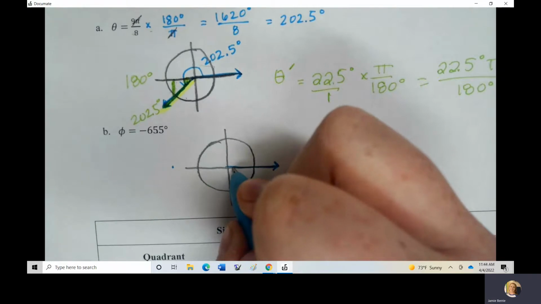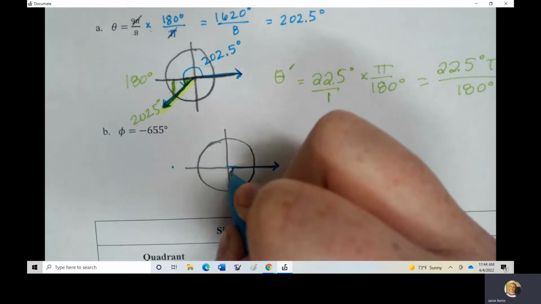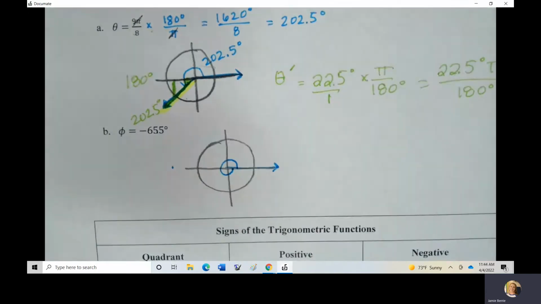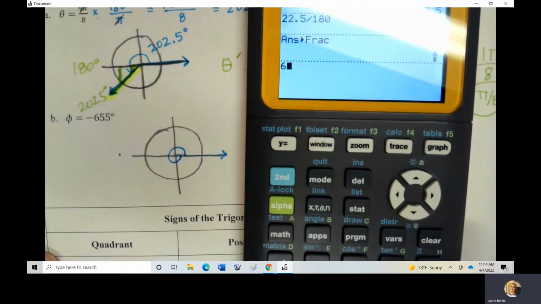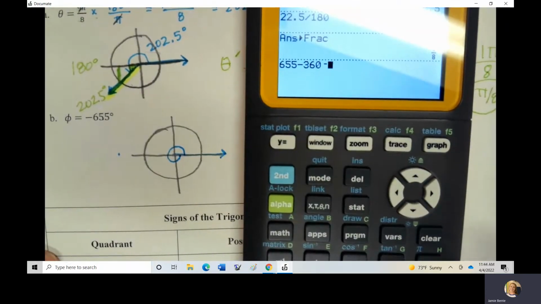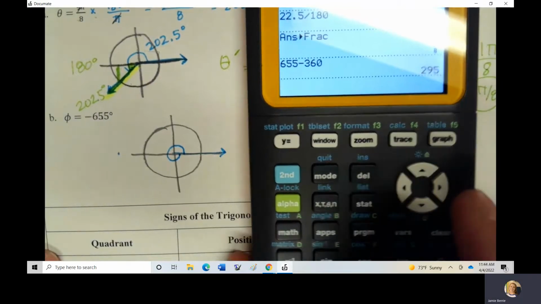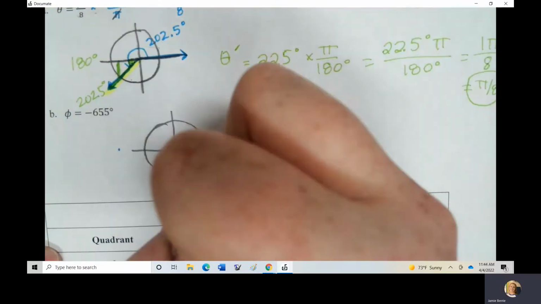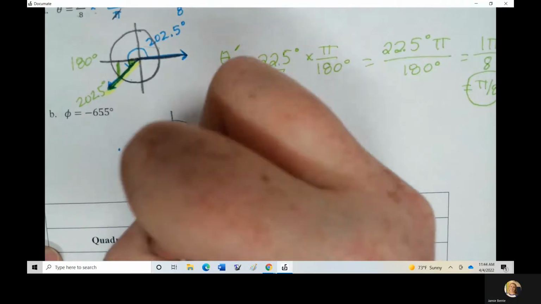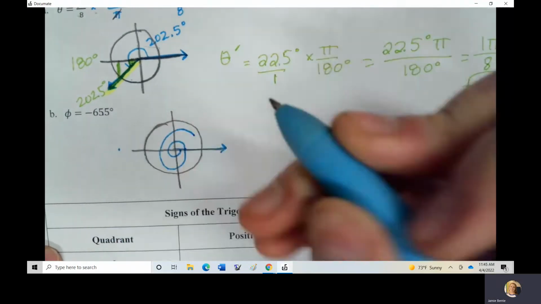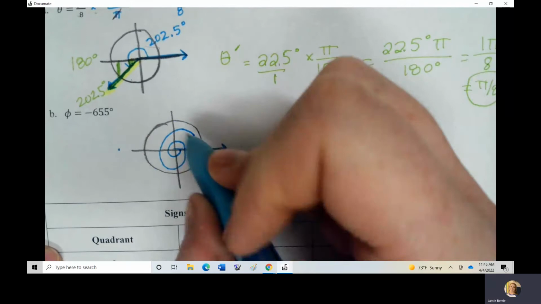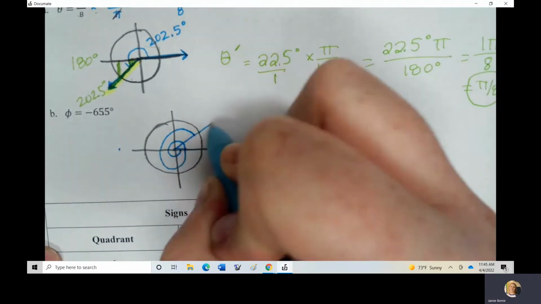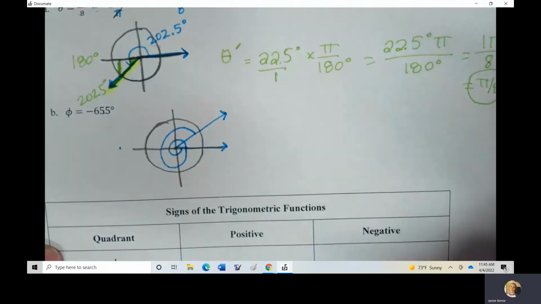All right, so starting with 0 degrees, this is negative 360. Let's see how much we have left. 655 minus 360, 295. So we're not going to revolve all the way around again. Let's see, we're going to go almost all the way around. Let's stop there. That's probably not perfect, but it's good enough for me. Better than I usually draw this.